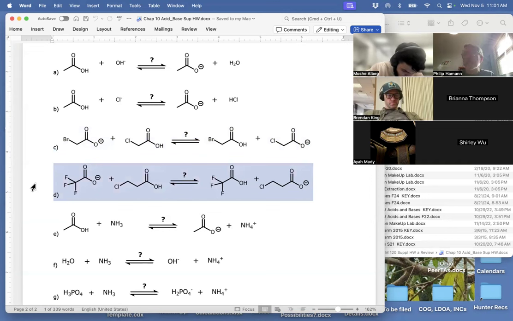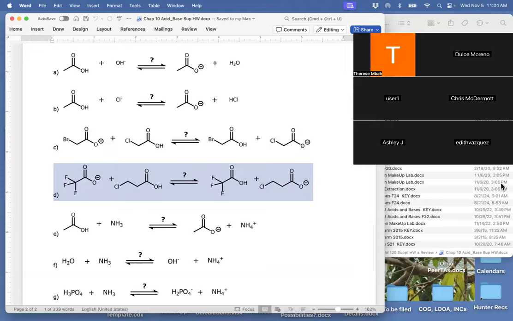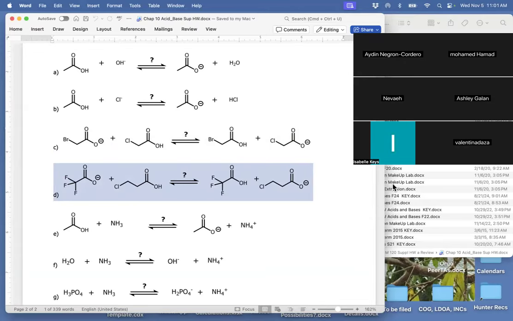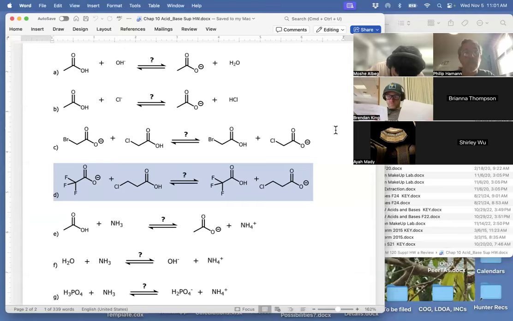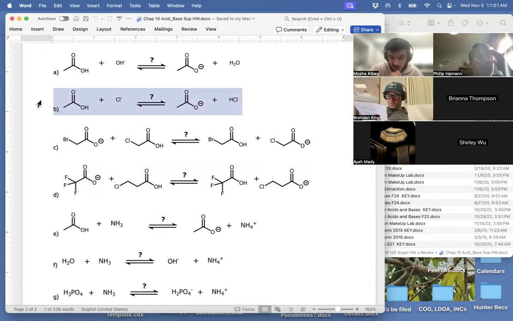Dr. Hammond, I had a quick question. For B, I know HCl is a very strong acid. However, if we're solely judging based on the anions, can we say that since Cl is a larger atom than O minus, it could carry the negative charge better? Therefore, it's more stable, so it will float to the left.